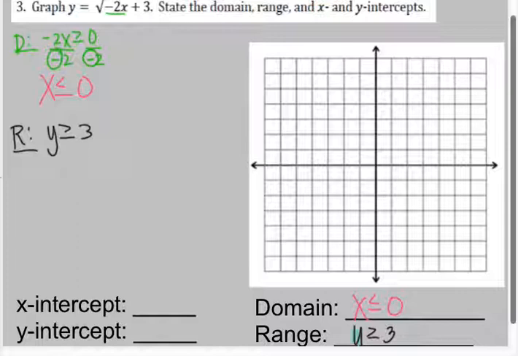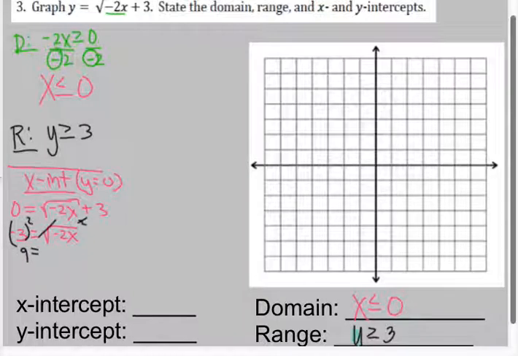Well, remember, you always find your x-intercept by letting y be 0. So I'm going to plug in 0 for y and solve for x. So I would subtract 3. To get rid of my square root sign, I would square both sides. So this gives me 9 is equal to -2x. Then I will go ahead and divide by -2. So x is equal to -9 over 2. Okay. So my x-intercept is -9 over 2, and it's when y was 0.